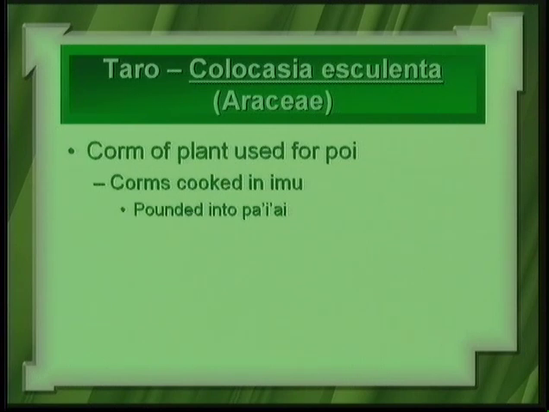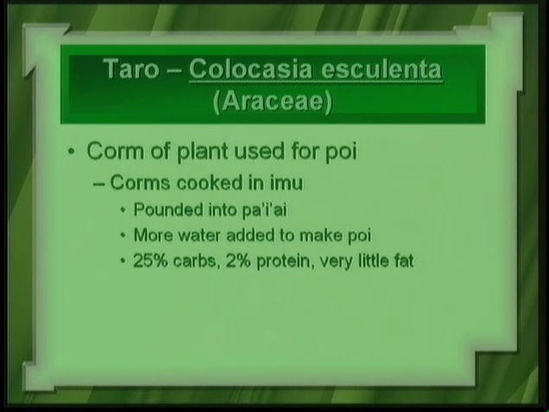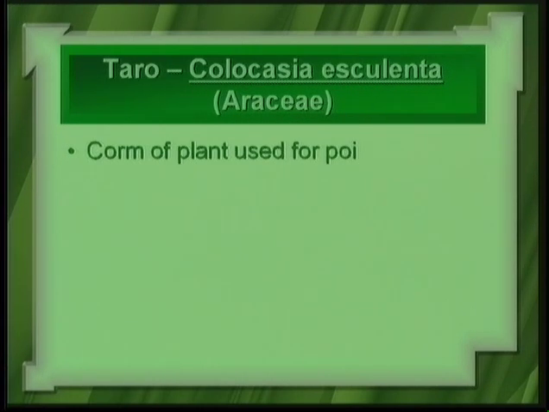It was, in the olden days, pounded by men only into a form called pa'i'ai, and then more water was added to make poi. Okay, now, even now, you can't keep poi in the stores. Whenever they have enough poi to put in the stores, generally people buy it all up because people still love poi. It was a food of choice for Hawaiian people. This is what they preferred the best. About a quarter of it is carbohydrates, about 2% protein, and not very much fat at all. Okay, very easy to digest. Excellent source of calcium.